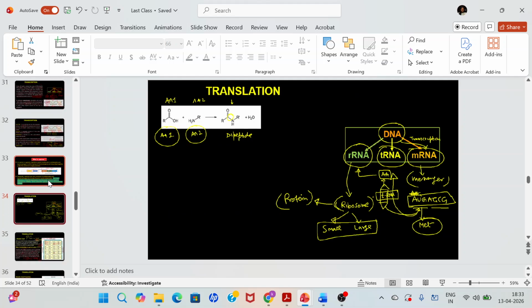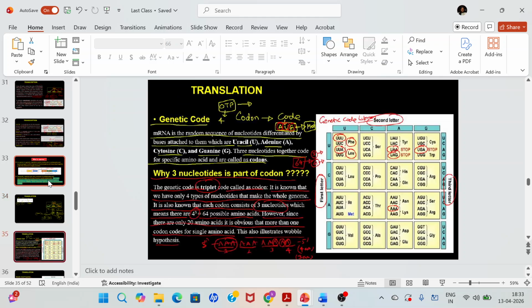Next is translation. We learned three things in the central dogma of biology: replication, the formation of RNA from DNA, which is called transcription, and the formation of protein from the RNA, which is called translation. For translation, there are three RNAs involved: rRNA, tRNA, and mRNA, which is the messenger RNA. Okay. Before translation, you should know what a genetic code is.